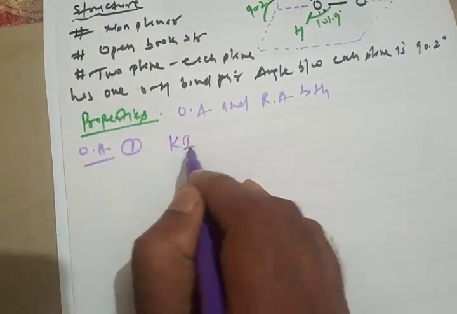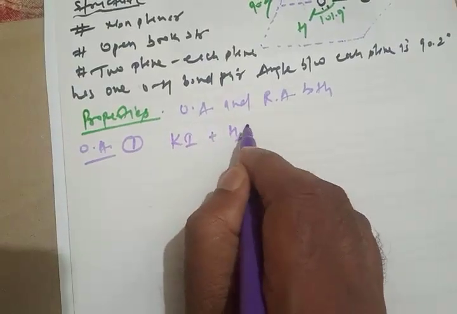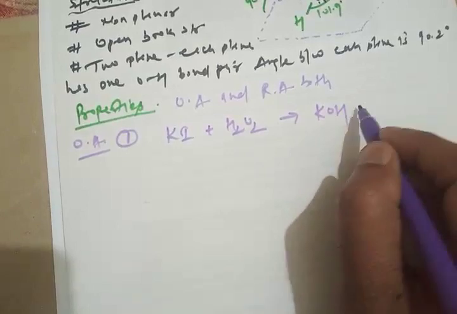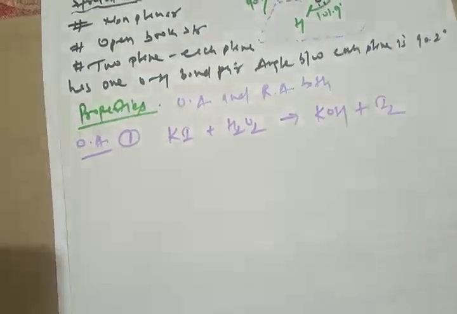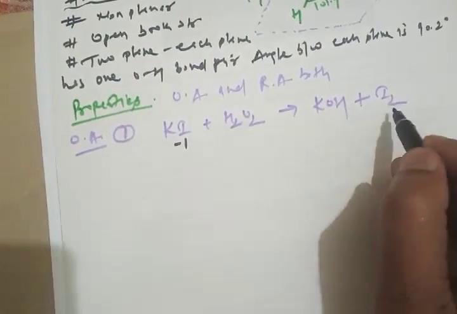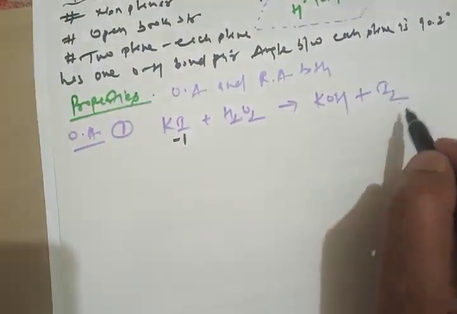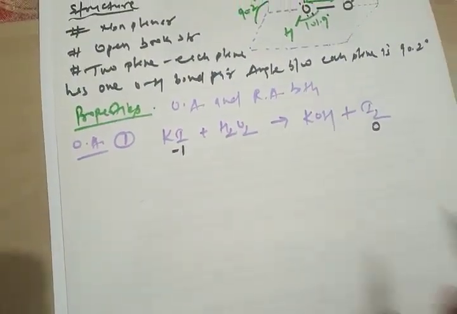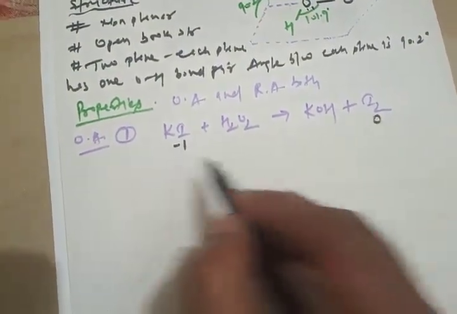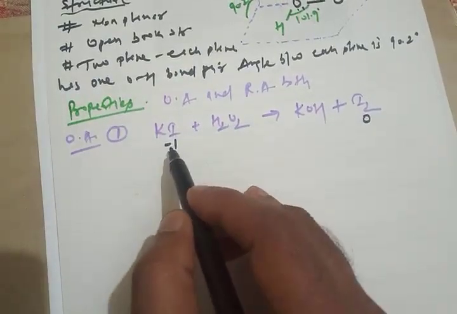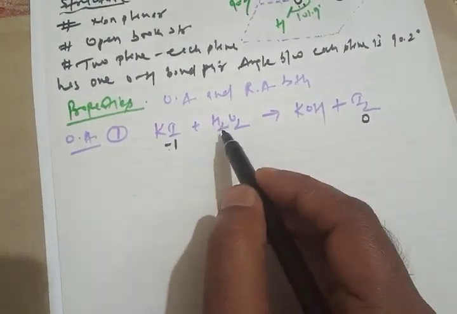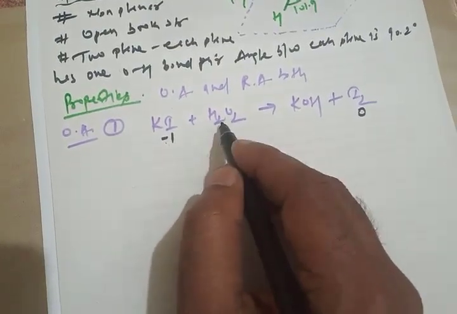So for oxidizing agent, let's start the reaction. KI, potassium iodide, with H2O2, this will give KOH and I2. So here iodine is in -1 and iodine here is 0. So it can oxidize, because here the oxidation number is increasing, -1 to 0. So this is oxidizing KI into iodine, so it will act as an oxidizing agent.